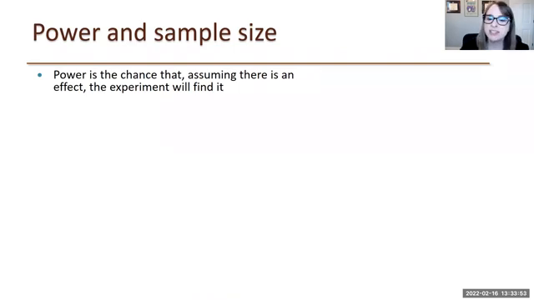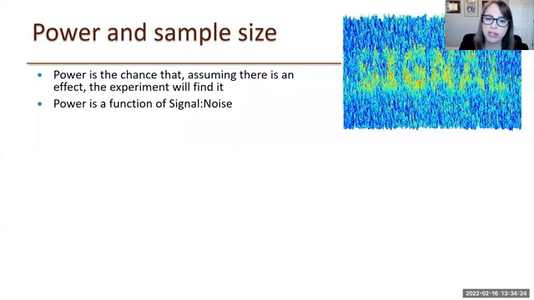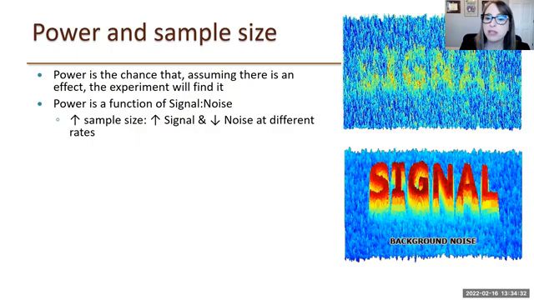So, doesn't all of this increased variability really increase noise? Again, that's really hard and counterintuitive to a lot of the way that people have been trained scientifically. But what we need to do is think about power and sample size and how these things are intertwined. Power is the chance that, assuming there is an effect, our experiment will find it. So power is just a function of signal to noise. If we have a lot of noise, it's hard to identify that signal, but we can increase the ability to view those signals by increasing sample size.